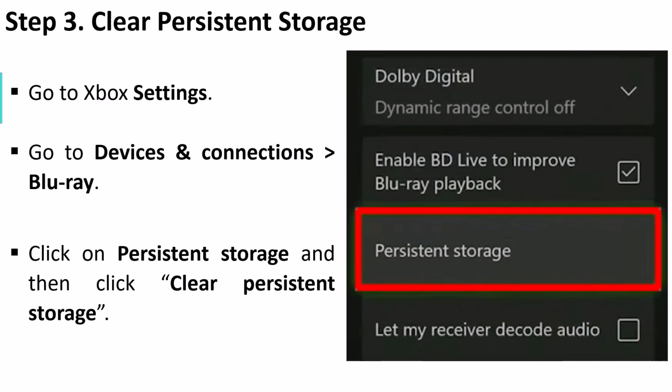Step 3 is to clear persistent storage. So go to Xbox settings, go to devices and connections, Blu-ray, click on persistent storage and then click on clear persistent storage. Now if you do not have this feature in your Xbox console, then skip this step.